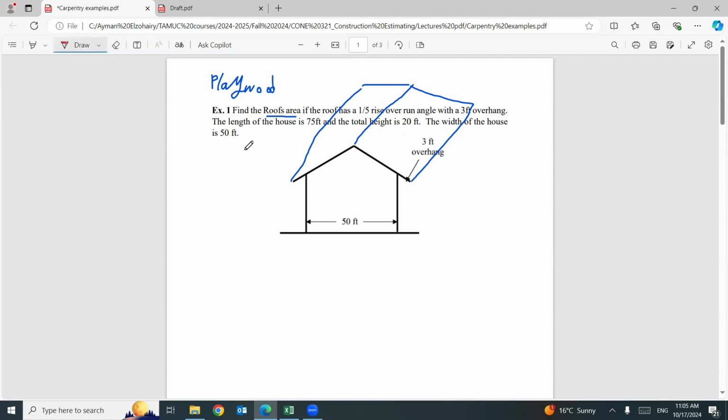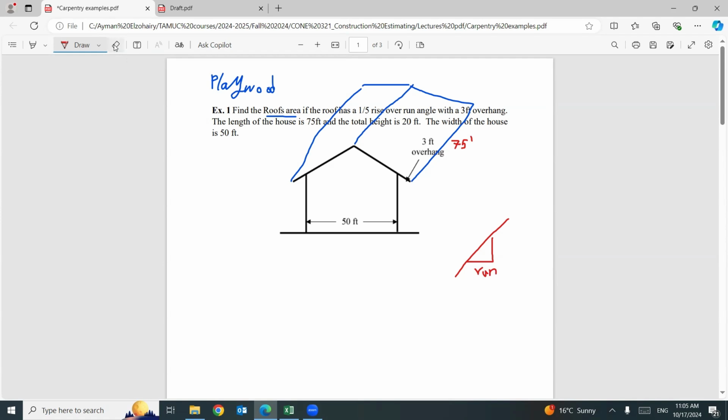Read your problem carefully. The problem said the total length of the house is 75 feet. That means this total length is 75 feet. And we are given that the roof has a 1/5 rise over run. Keep in your mind, if you have any slope like this, this horizontal distance will be called the run.